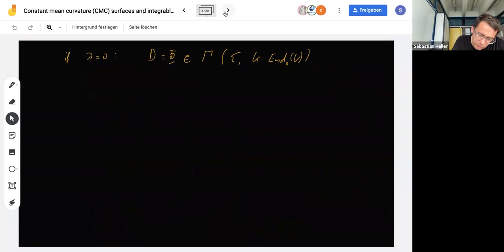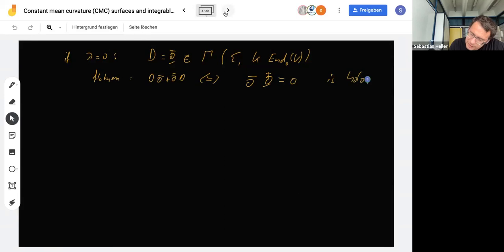But this only holds for lambda 0 because we have a tensorial object. And then flatness, namely D del bar plus del bar D, just means that this field phi is holomorphic. So we have a holomorphic section in this bundle K times the trace-free endomorphisms of our bundle. And such a pair del bar and phi is usually called a Higgs pair in the Higgs bundle community. So this is the special case lambda is 0.